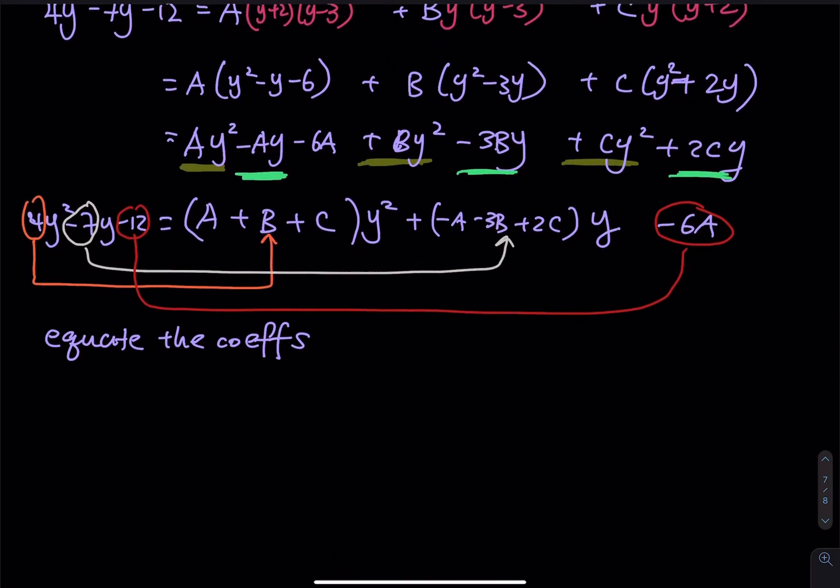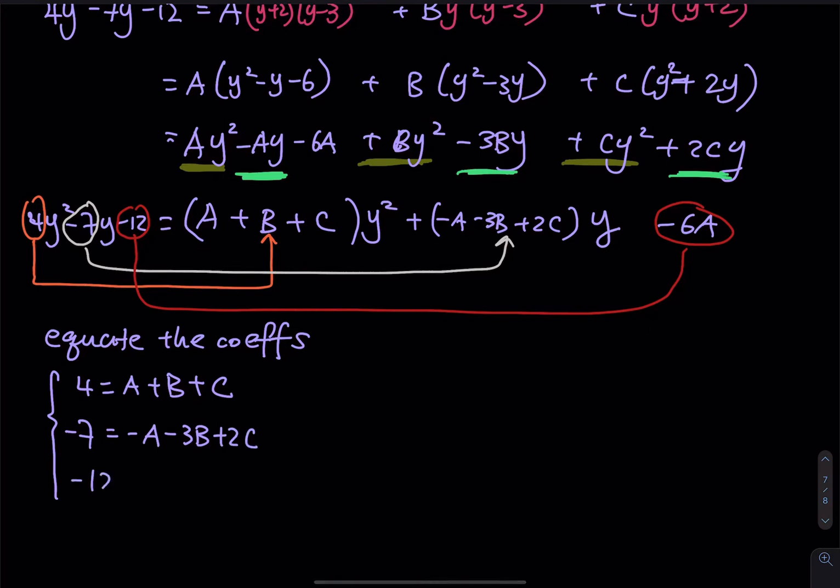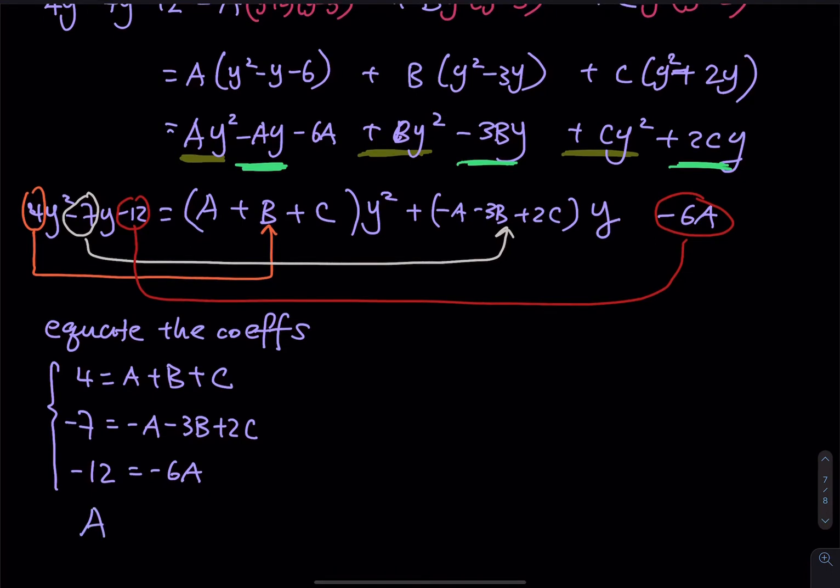So what do we have? We have 4 equals a plus b plus c, and then we have negative 7 equals negative a minus 3b plus 2c. And then last but not least, we have negative 12 equals negative 6a. So obviously a equals 2. So that simplifies the system a lot.